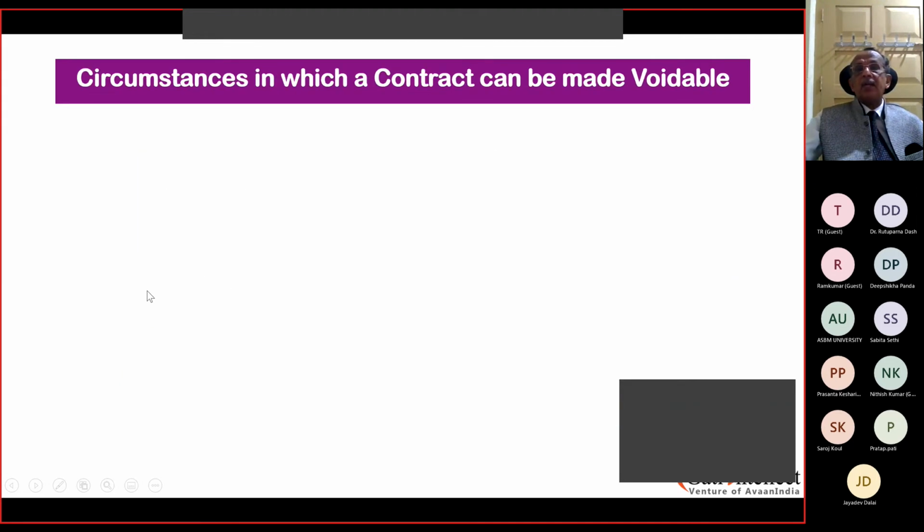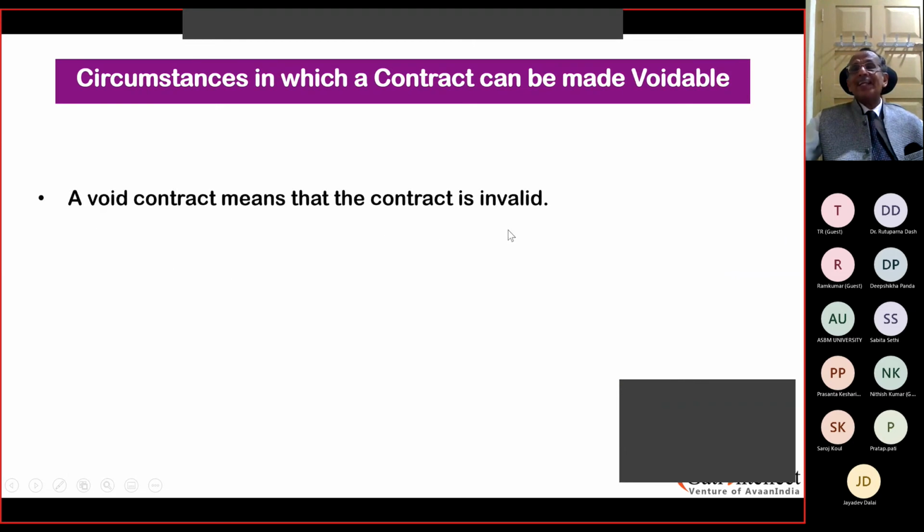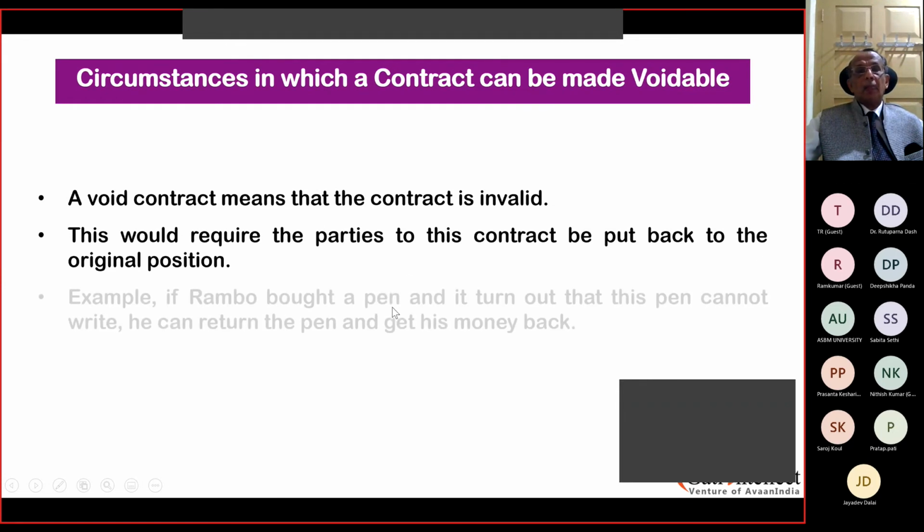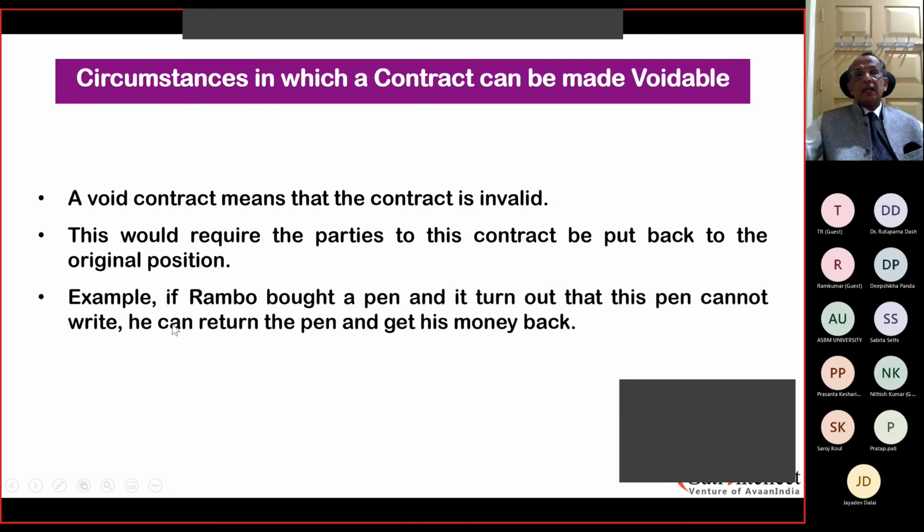Right, circumstances in which a contract can be made voidable. A void contract means the contract is invalid. This would require the parties to the contract to be put back to the original position. Look at this example: if Ramo bought a pen and it turns out that this pen cannot write, he returns the pen and gets back his money.